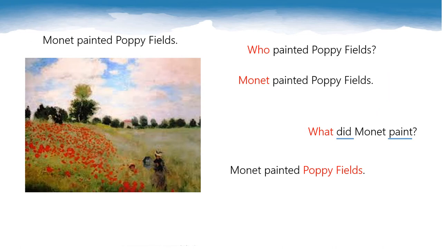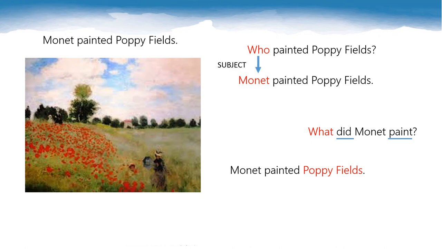Look at the other example from the gallery. Monet painted poppy fields. Who painted poppy fields? Monet painted poppy fields. Look at this question and think for a second. What kind of a question is it? Who? Monet. It's a subject question, of course.